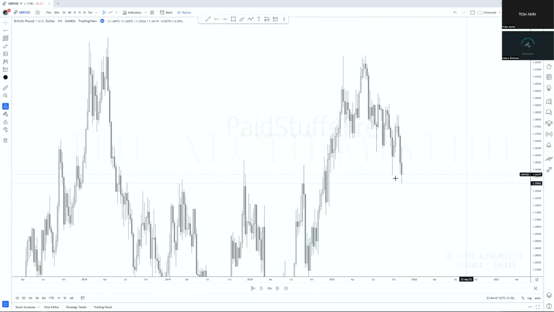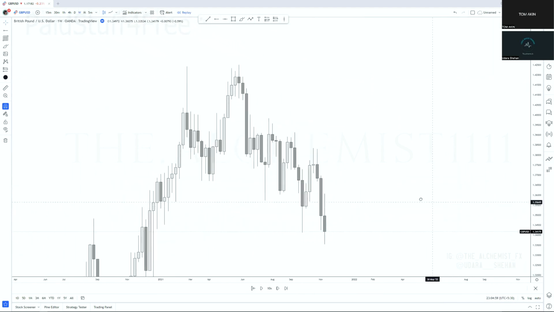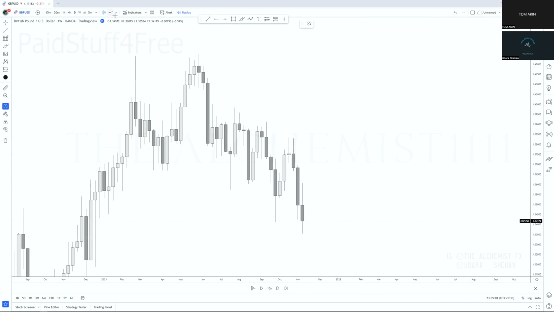Now remember, this is how I do the top-down analysis. This is what I always look for. On the weekly, I always look for the most recent major breakout structure. The most recent major breakout structure. Especially, I do that on the line chart.